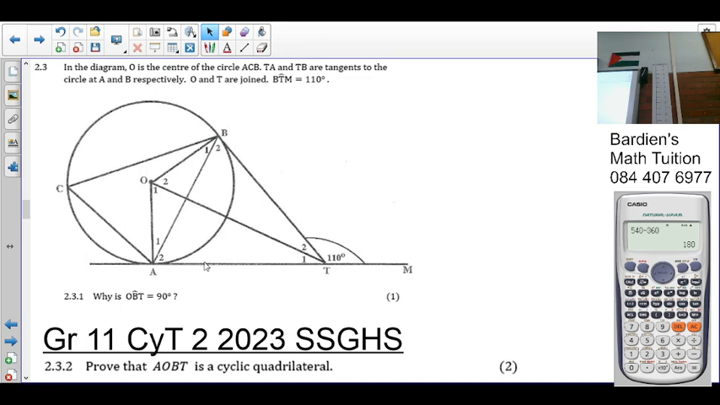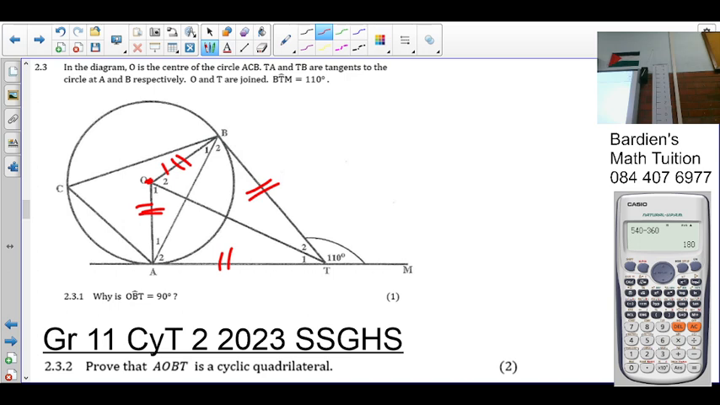We are told that in the diagram, O is the center of the circle, ACB. Now we are told that TA and TB are tangents to the circle at A and B respectively. People, if A and B from point T are tangents, then BT has to be equal to AT. Why? Tangents from a common point. If O is the center of the circle, then OA is equal to OB. Why? Because of radii.